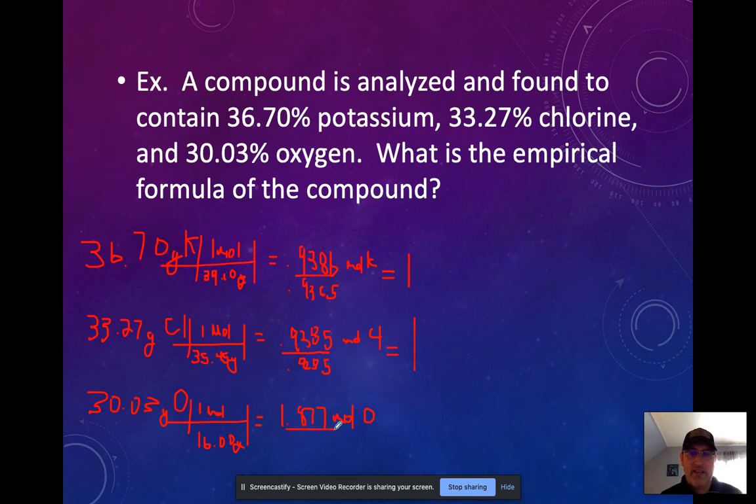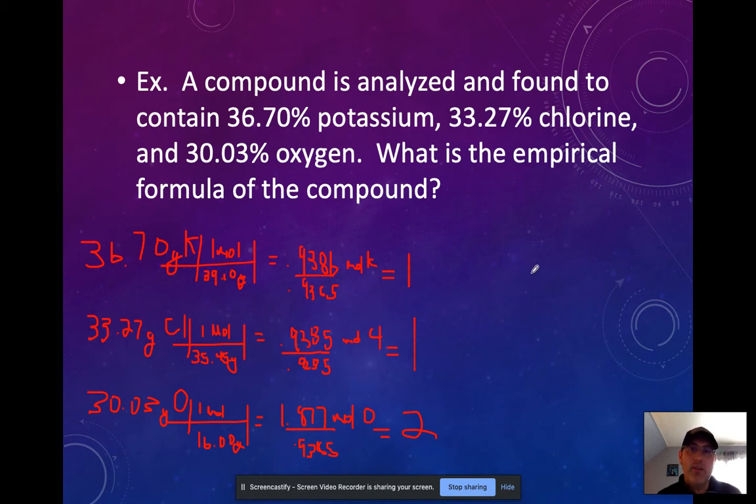And then lastly, 1.877 divided by 0.9385. I'm just going to pull it up to see. You get exactly 2. That comes out to be exactly 2. Pretty wild. Anyway, so that's 2. Okay, so these are our whole number ratios of these elements in the compound.